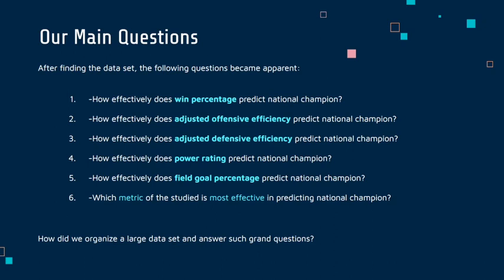As well as sports bettors or even the coaches for the teams, they'd like to see these metrics, and it would help them know what areas they're lacking in and what things the best teams, the teams who are winning national championships, are high in, such as adjusted offensive efficiency, win percentage, and so on.